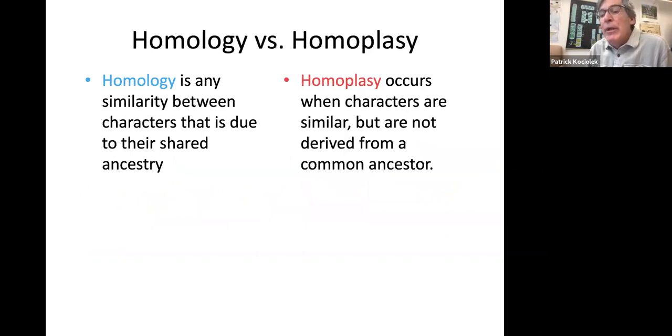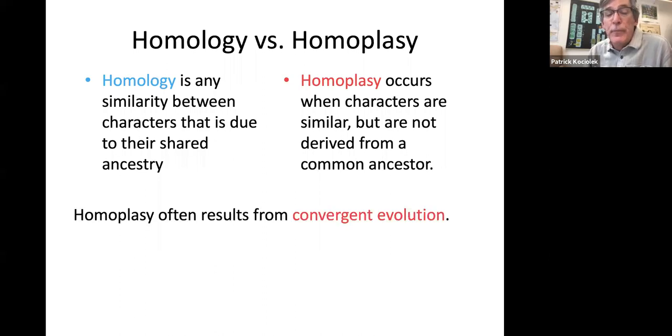Some terminology we need to cover is what's the difference between a homology, which is a similar feature that's been shared by common ancestry, versus a homoplasy, where the features might look similar, but they're not derived from a common ancestor. And homoplasy often results from convergent evolution, not entirely, but many times. That's the explanation.